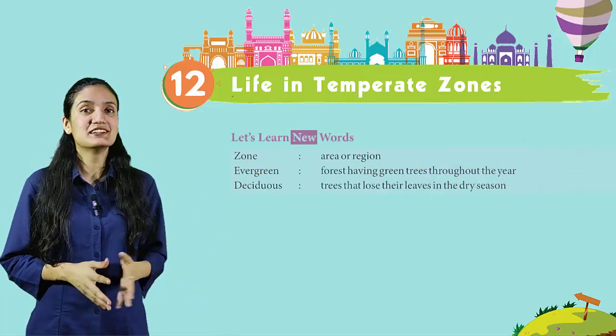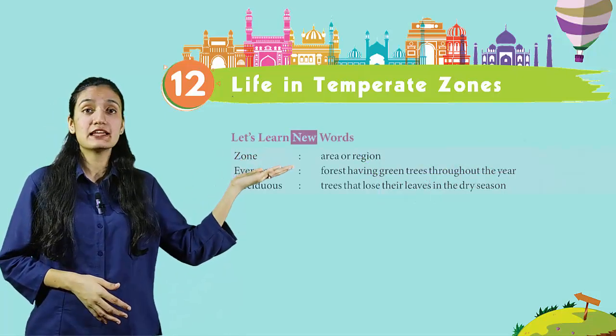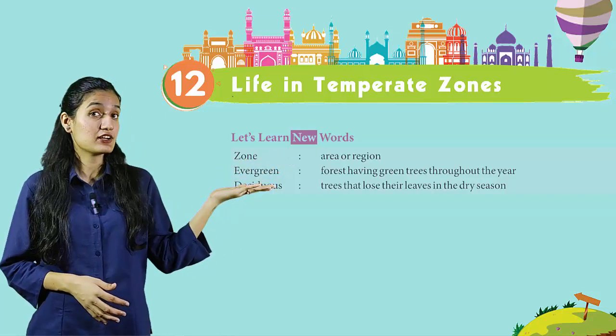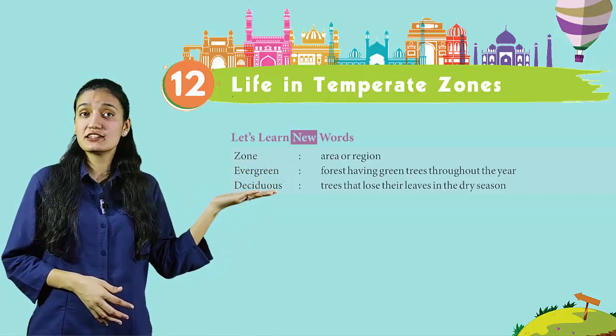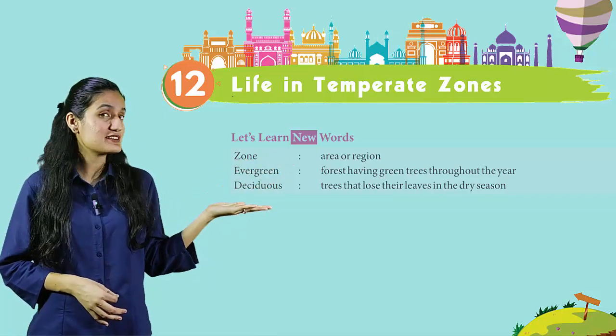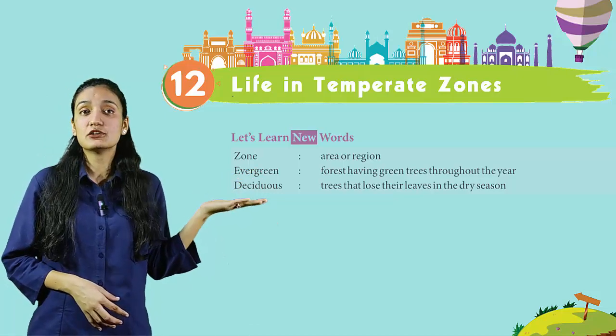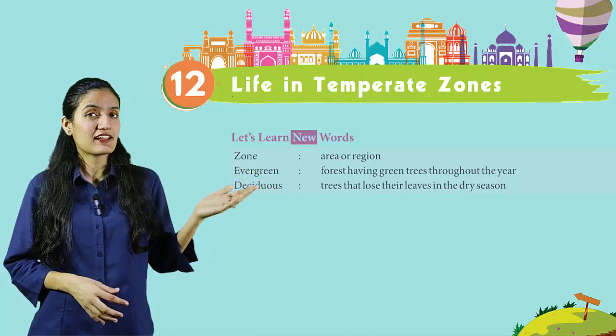Now, let's learn new words. Zone: area or region. Evergreen: forest having green trees throughout the year. Deciduous: trees that lose their leaves in the dry season.